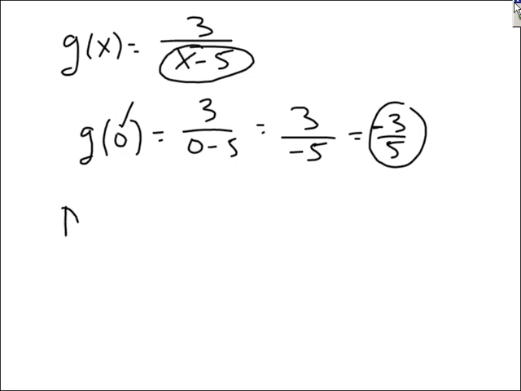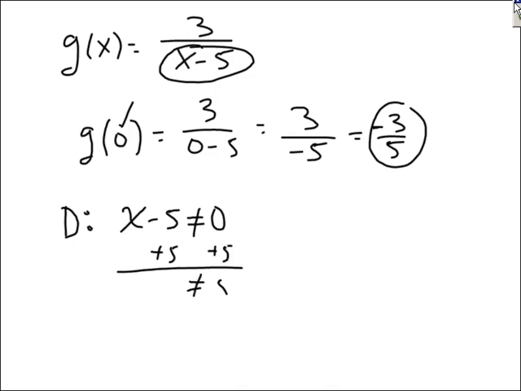Okay, define the domain. D for the domain. The denominator cannot be 0. Add 5 to both sides. 0 plus 5 is 5. X take away 5, add back the 5, you just get x. X cannot be 5. That is your final answer. The domain is all numbers but 5. After all, if x is not 5, the bottom won't be 0.